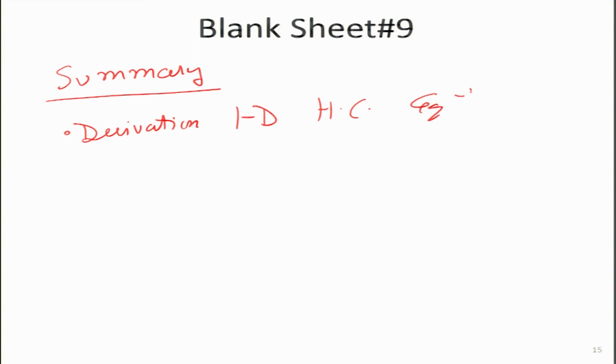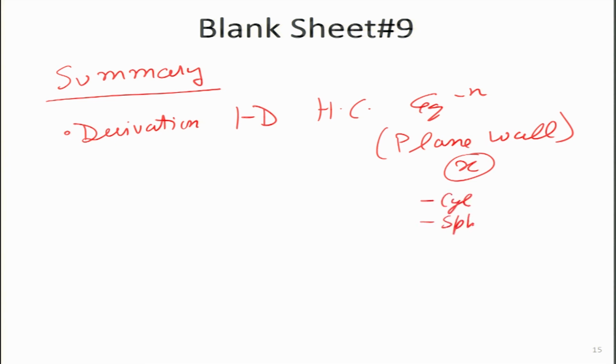With that we come to the summary of this particular lecture. Today we have done the derivation of the one dimensional heat conduction equation, and we did it for the plane wall case, which means in Cartesian coordinates we use the variable x. We did not do the derivation for the cylindrical case and the spherical case, but we looked at the results for that, and after looking at this derivation we looked at various conditions under which it can be simplified.